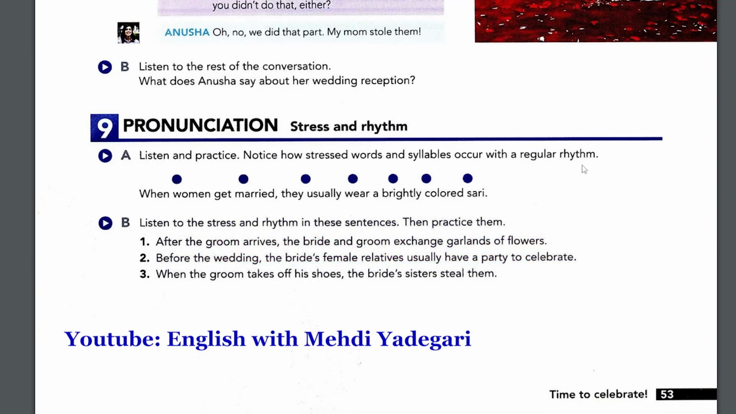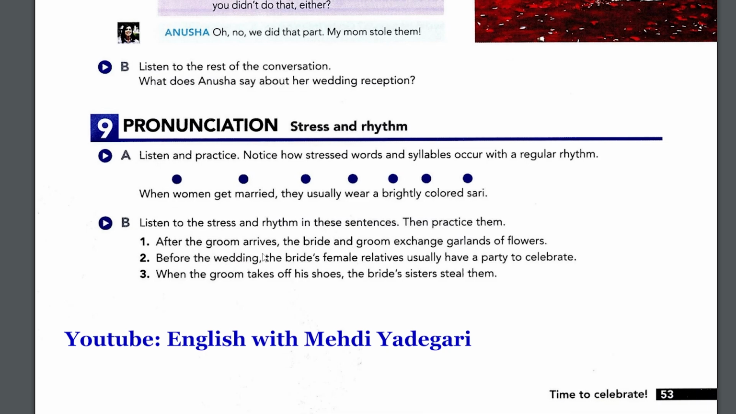Part 9, Pronunciation, Stress and Rhythm. I skip this part completely, so don't pay attention to it. Just pay attention to the way I read the sentences. When women get married, they usually wear a brightly colored sari. There's a comma here. Pay attention to these commas.